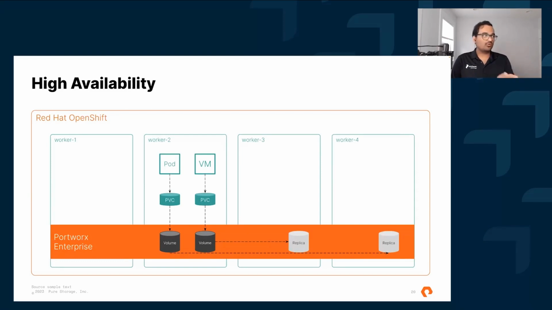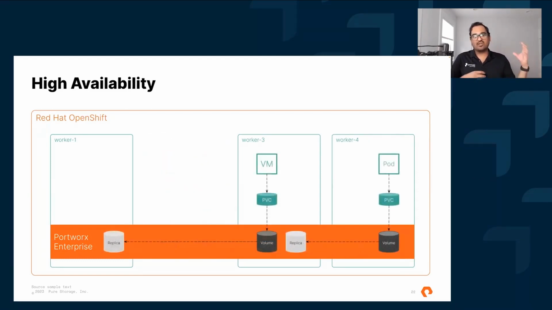So if my node 2 or worker 2 goes down in this case, I can rest assured that as soon as OpenShift redeploys my pod and my virtual machine object, they get redeployed on the same worker node, which already has the replica of my original volume. So as soon as the volumes and the VMs and pods are redeployed, they have access to all of your data and your application can come back online.